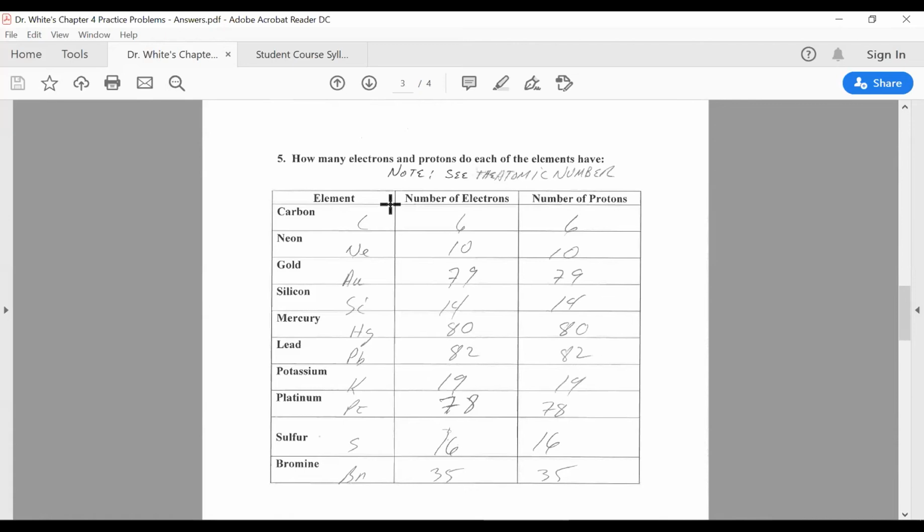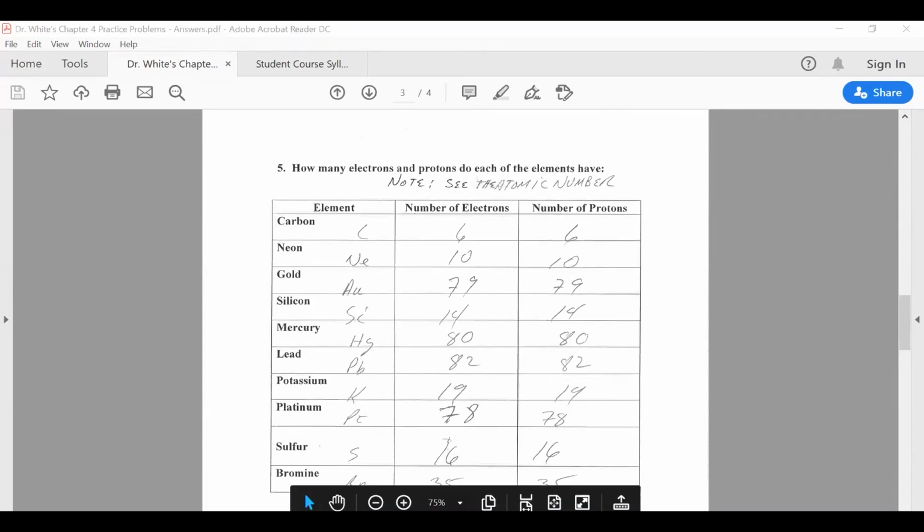All right, now, how many electrons and protons do each of the elements have? 1 point each. Well, carbon, first of all, you have to know the chemical symbol, carbon. Hold on while I open up a periodic table.